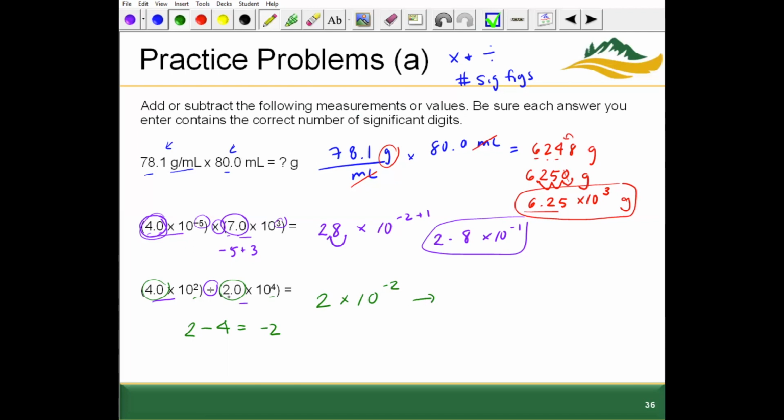To write this with the correct number of sig figs, this has 2 sig figs, this has 2 sig figs. That means we should say 2.0 times 10 to the -2 as our final answer.